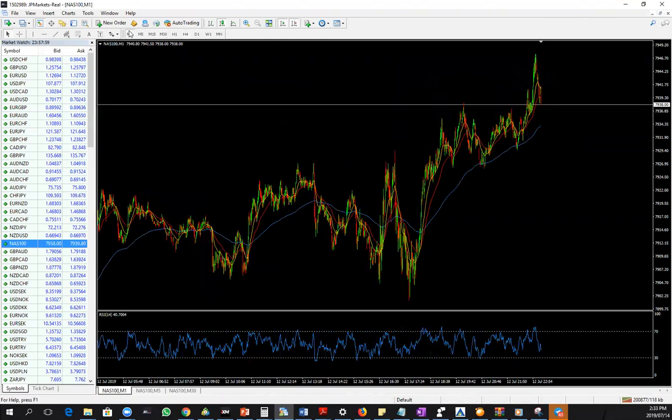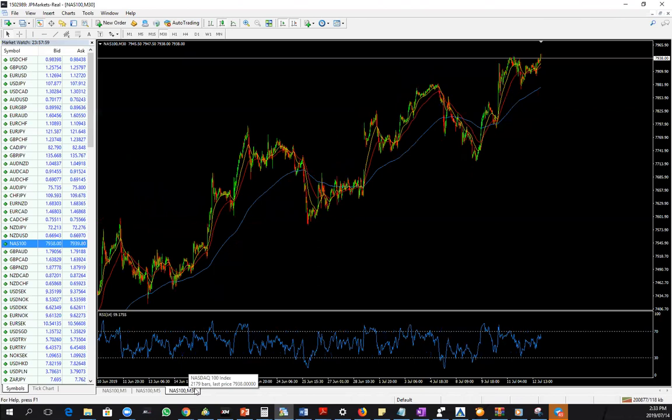Okay, this is how I would look at NAS. I have the 1 minute, 5 minutes, and 30 minutes. Right. Okay, 30 minutes is the main time frame because the 200 EMA on the 30 minutes is the most reliable one for the trend.